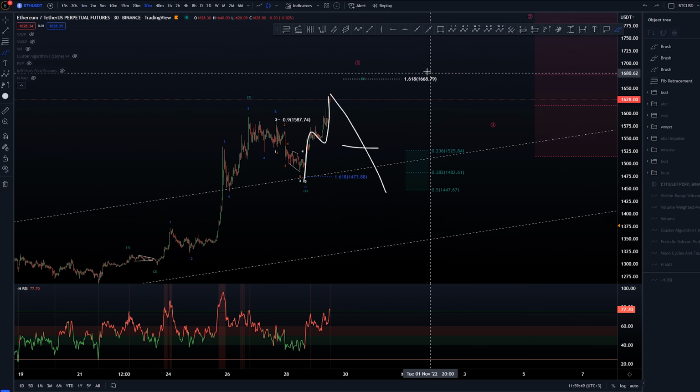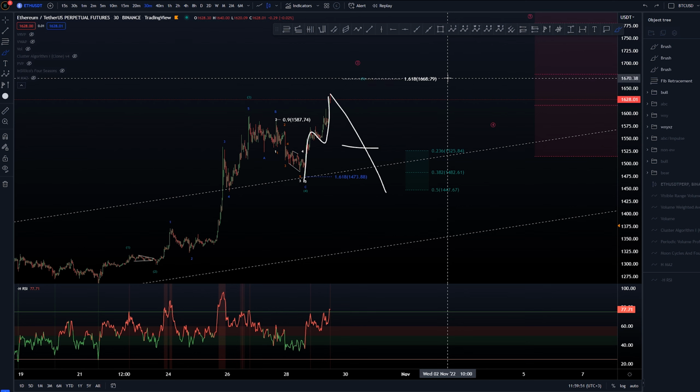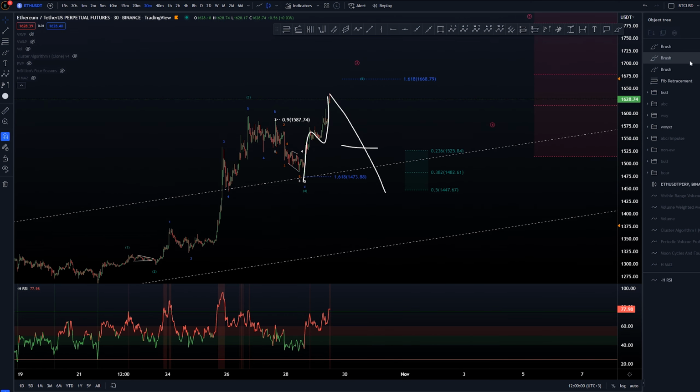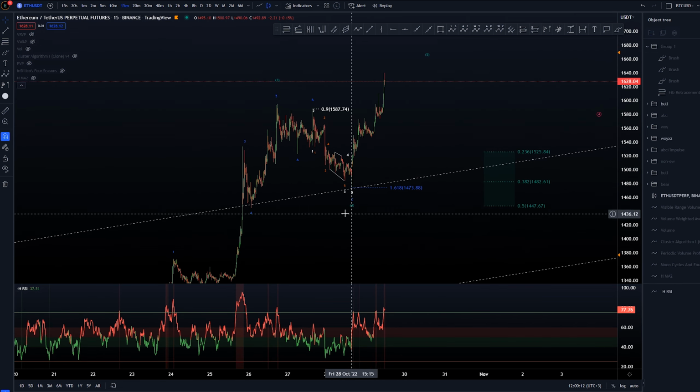But yeah, this 1.618 around 1668 is a key level to look at as well. Let's actually add an alert there, and there we go. So that's that. So the wave 4. Okay.